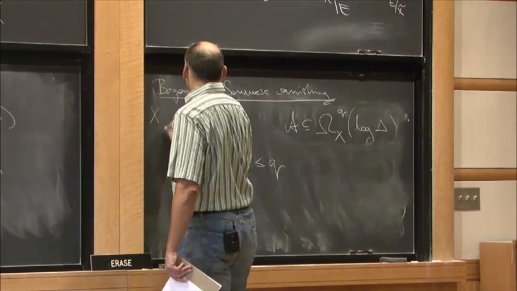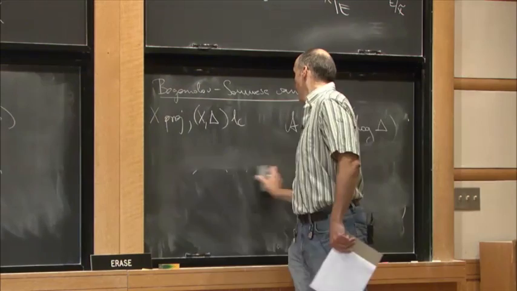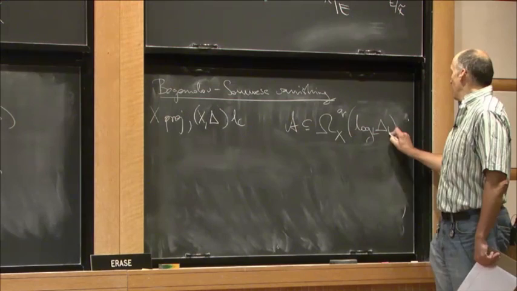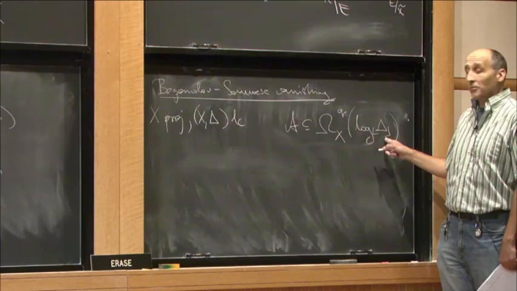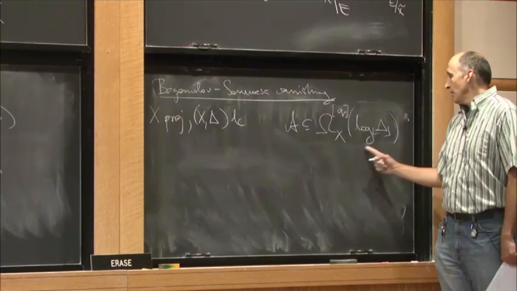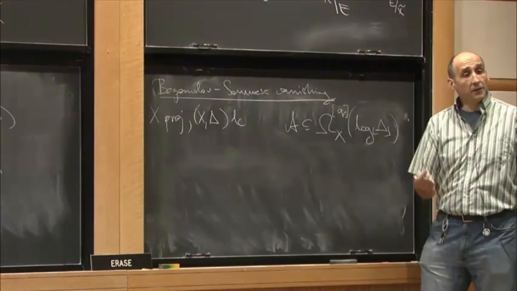Well, of course, I need X projective, and say (X, Δ) log canonical. Δ is not always reduced, so here we just take the largest reduced divisor that's contained in Δ, and then Ω_X log of that is not necessarily locally free, so we need to take the reflexive ones. So what this means is that you take these differential forms on the open set where the pair (X, Δ) is simple normal crossing.